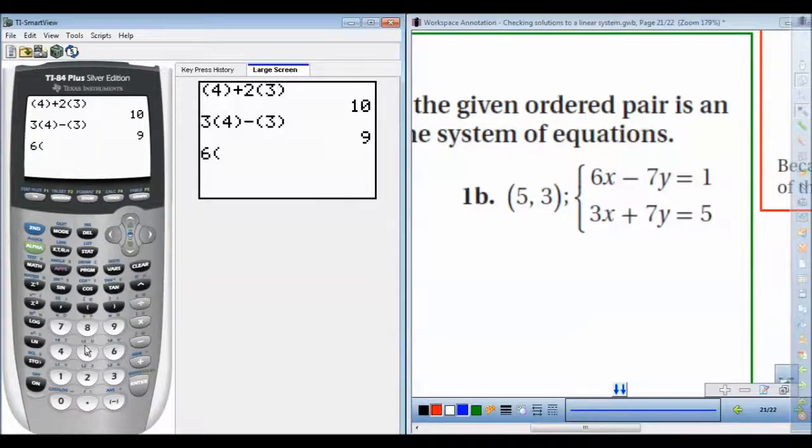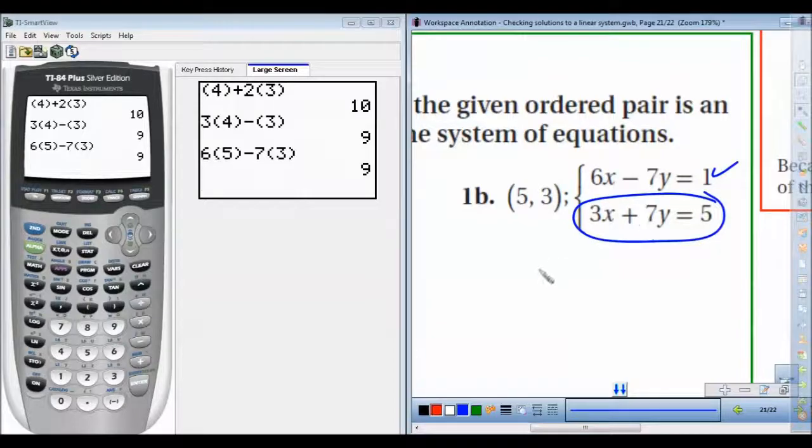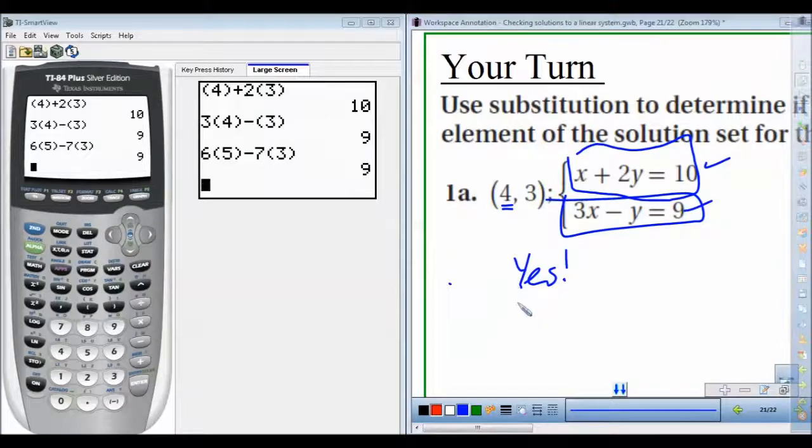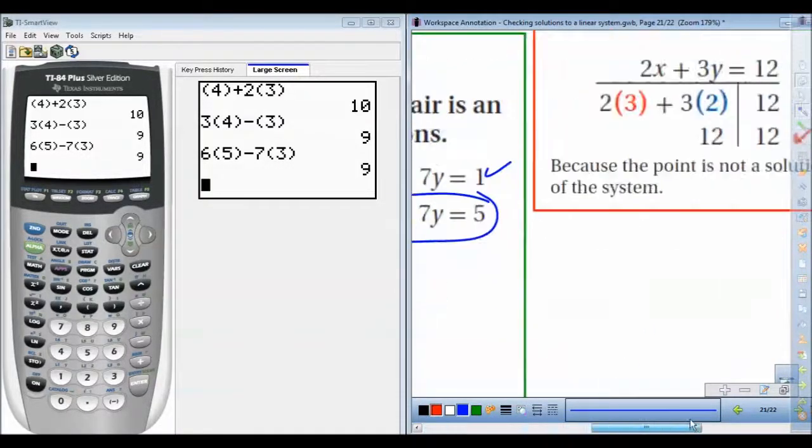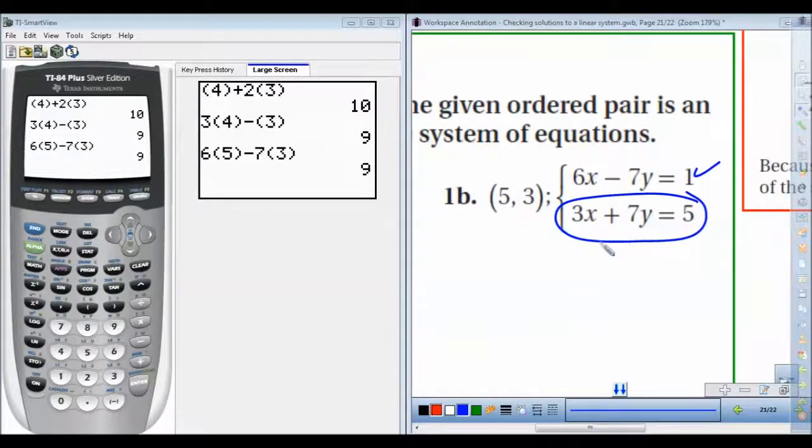6 times 5 minus 7 times 3. I got 9. That's 1. Do I need to check this one now? No. What we notice here, folks, is in order for us to say yes, it's got to work for both, right? And since it didn't work for the first one, why even bother checking it for the second one? So this is not a solution.